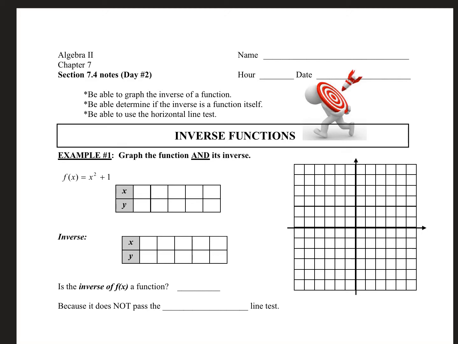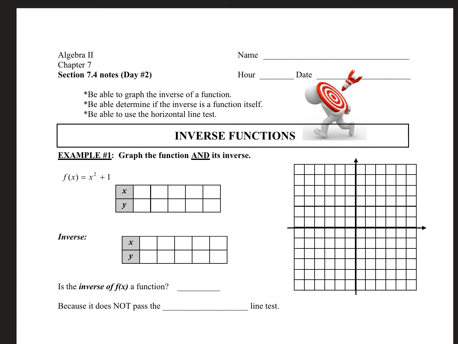Hello, Algebra 2 students. In the last section of the notes, if you remember, we talked about finding the inverse of a function, okay? And in this second part of 7.4, we're going to be talking about how to graph the inverse of a function. So if we look at the first example, it asks us to graph the function and its inverse.